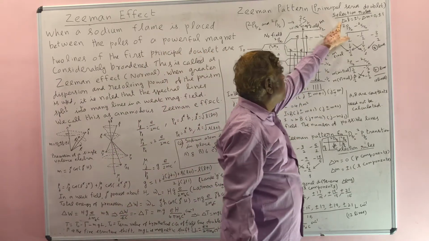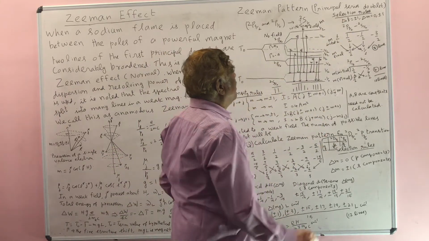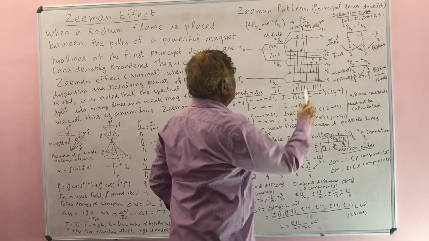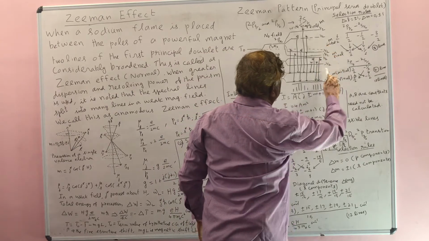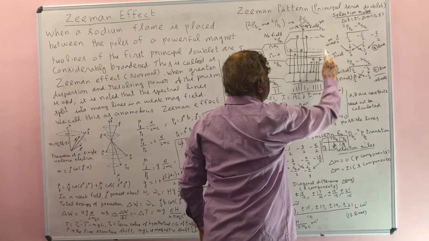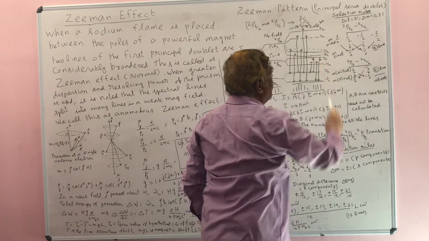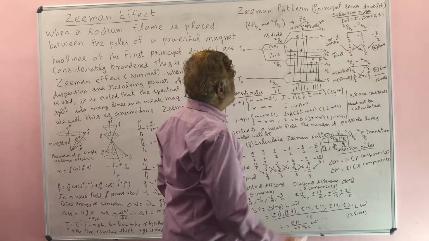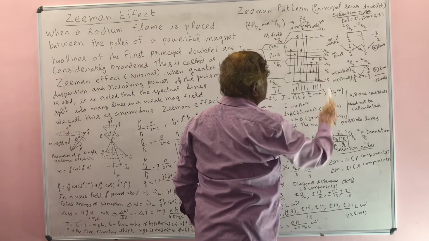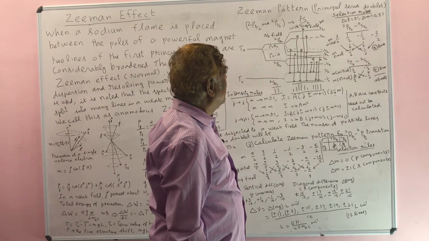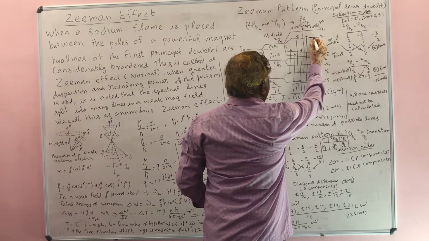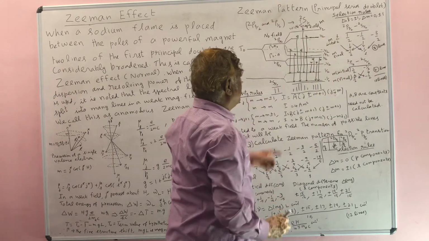So first, the transition must satisfy this rule. Second, delta M must be 0 or plus or minus 1. If we take a half to a half, there is a permissible transition from here to here because delta M is equal to 0, which is possible. Also from here to here is possible because this is half to minus half, so delta M is equal to plus 1. That is also possible. So depending upon this value, delta M is equal to 0 or plus or minus 1, you draw this line.